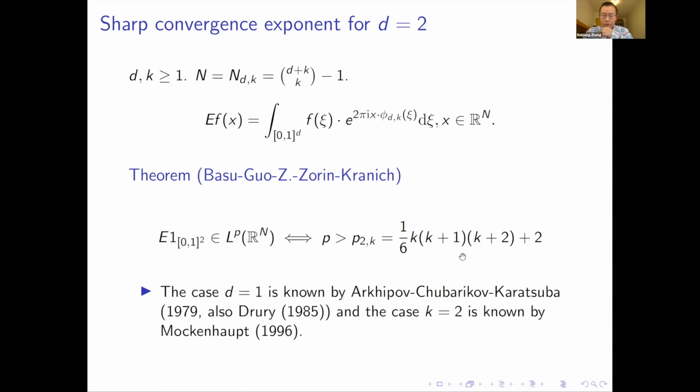And the case when k equals to 2, that means for general d, for general dimensions, there's also a similar conjecture involving a general p_{d,k}. But the case when the degree is equal to 2 is known by Mockenhaupt in his thesis. So these were the previously known results, and our result just resolves this problem for d equals to 2. And we will have a reason for that a bit later.